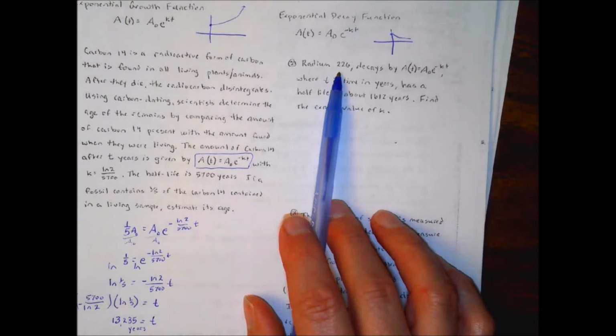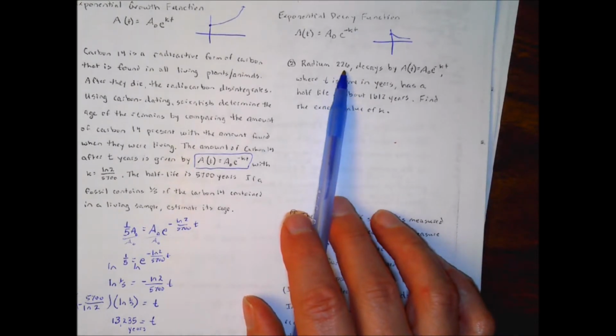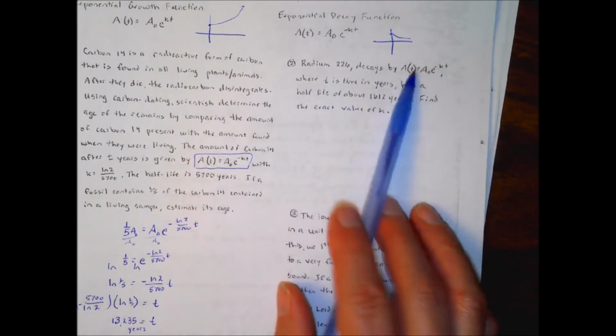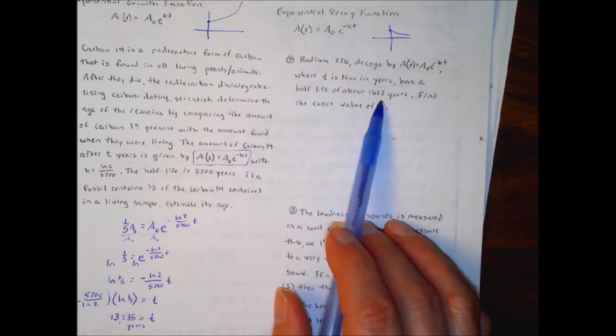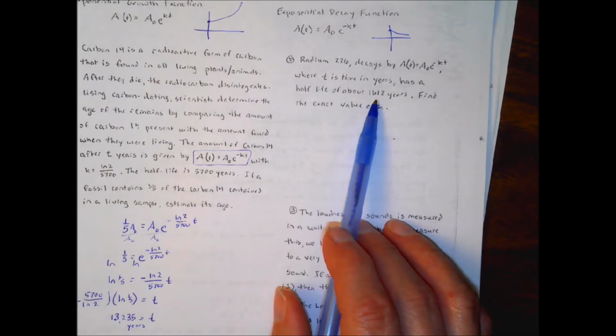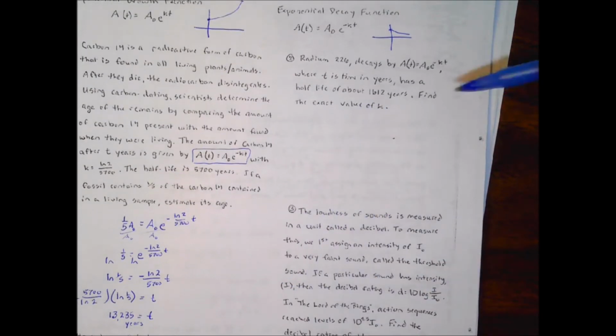Radium-226 decays by this equation, same equation here, where t is the time in years, and it has a half-life of 1,612 years. Find the exact value of our k.